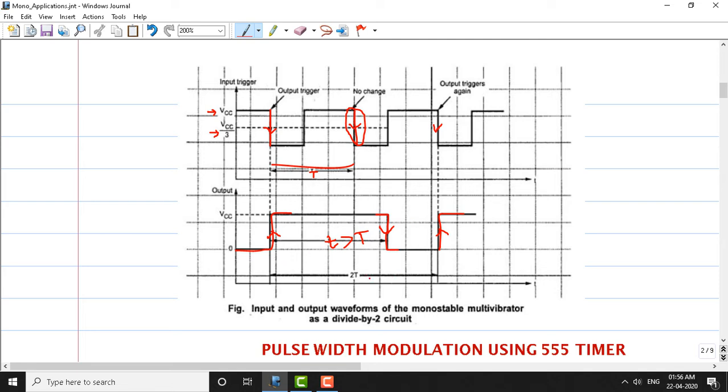In this time you can see the 2 time periods here. This is one time period, another time period is here. So for every 2 time periods of the triggering pulse, we can see one output period at pin number 3. So this is one of the applications of the monostable multivibrator.